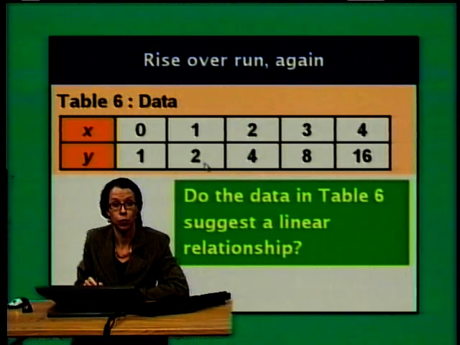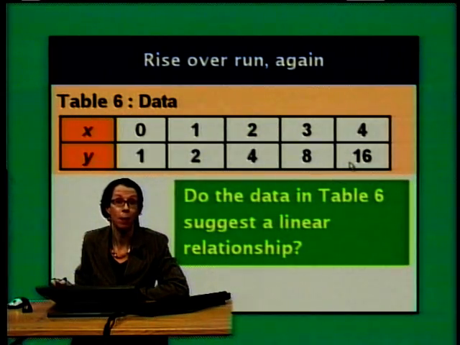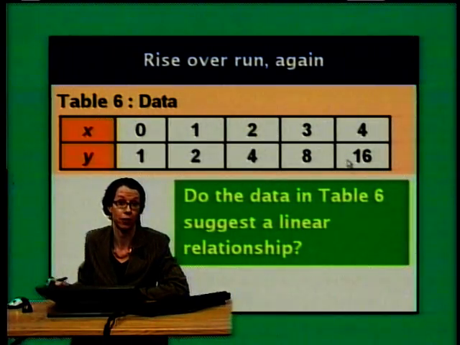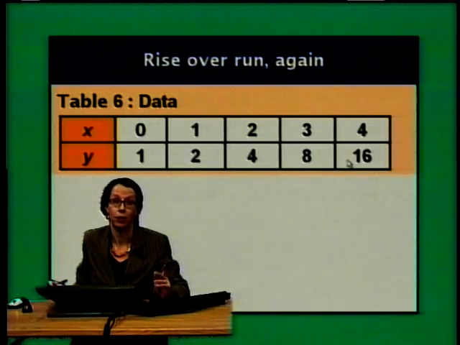1 times 2 is 2. 2 times 2 is 4. 4 times 2 is 8. 8 times 2 is 16. So there's a very nice pattern in the data in this table, but it's not linear. I have a constant run, but I don't have a constant rise. Let's look at a graph of this data to confirm that it's nonlinear.